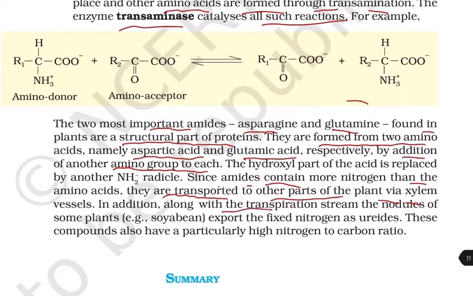In addition, along with the transpiration stream, in the nodules of some plants, for example soybean, export the fixed nitrogen as ureides. These compounds also have a particularly high nitrogen to carbon ratio.